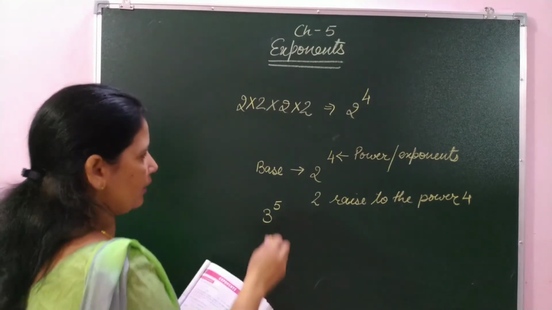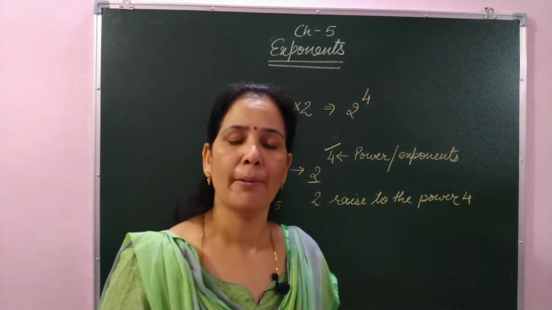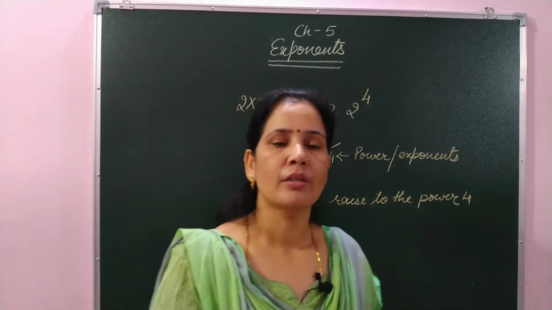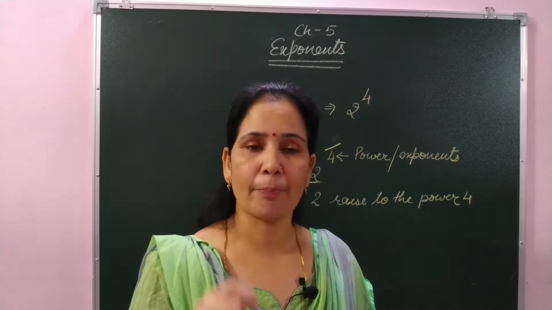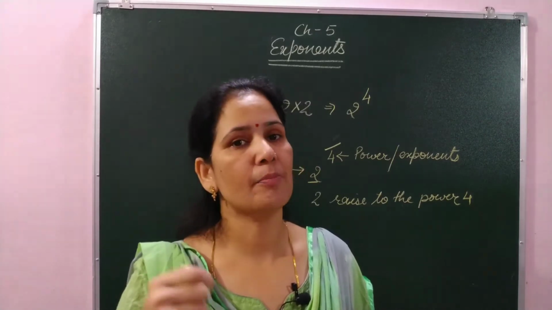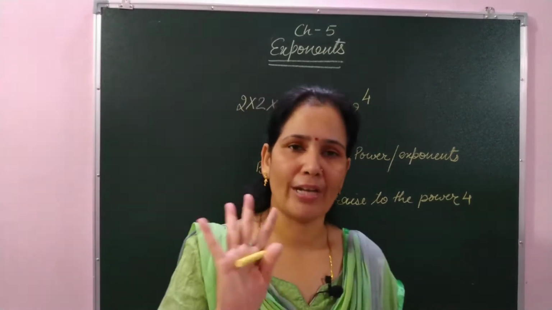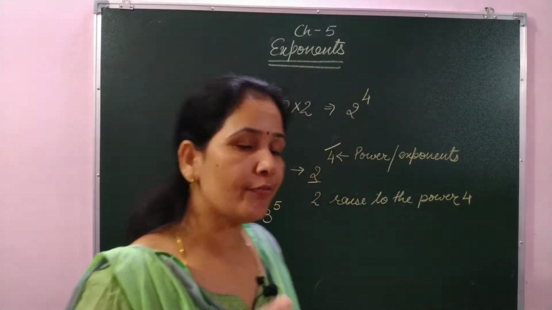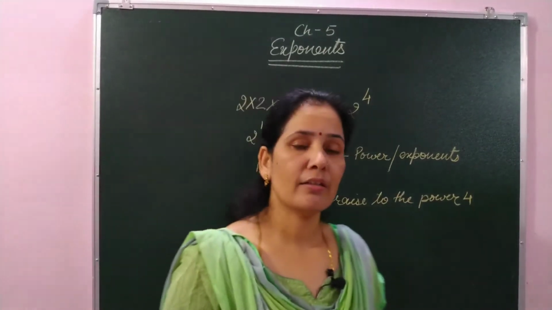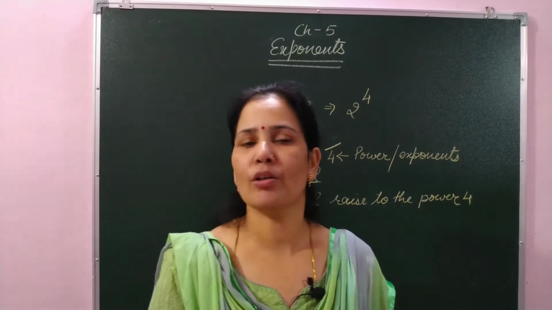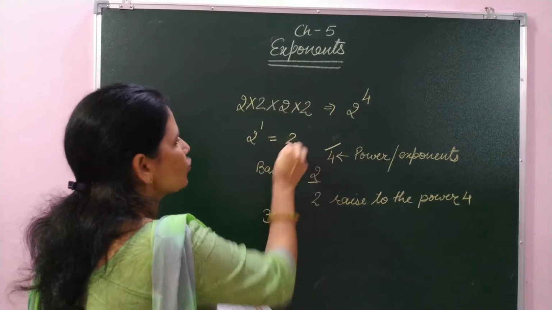Now students, I already informed you this is the base, this is the exponent, and the exponent can be called a power. Power means how many times a number is multiplied by itself. That is, the repetition of the number is called its power. If it repeats 4 times, then its power is 4. If it repeats 5 times, the power is 5. If it is written only one time, it is 2 raised to the power 1. But as usual, in a normal way, we do not write the power 1. Simply we write only the base, that is 2 only.